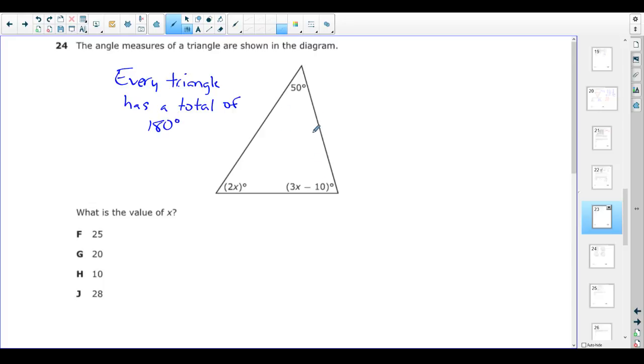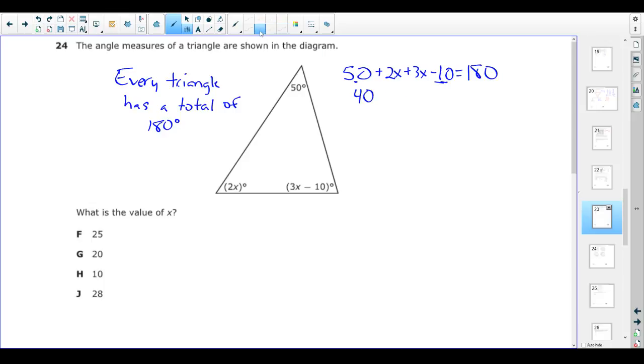So anytime it gives you a problem like this, all we gotta do is take the 3 angles, add them all together, and we say that's equal to, not 10, but 180. Okay? And then we just have to solve our equation. So we can combine our numbers together. So 50 minus 10 is 40.